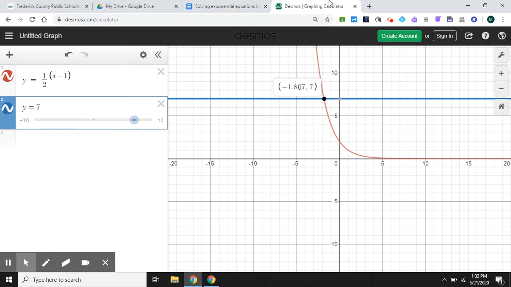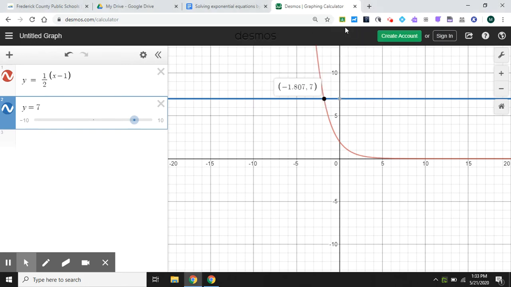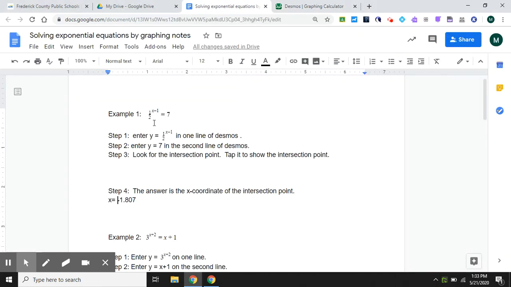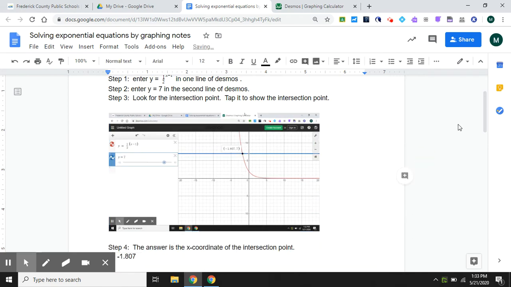Now, on your classwork tomorrow, you will have to show me a screenshot. You can do this a couple different ways. I just did control and print screen. Some of you might have a window button, so you can do control and window, and then I'm going to copy it to the clipboard. And then up here underneath step 3, I'm going to paste it. I just did control V for that. Then, if you need to, just adjust the size of it. I don't need it to be super huge. But this is really helpful for me.